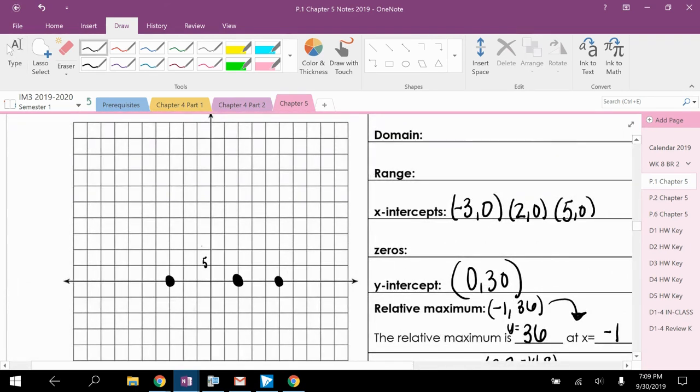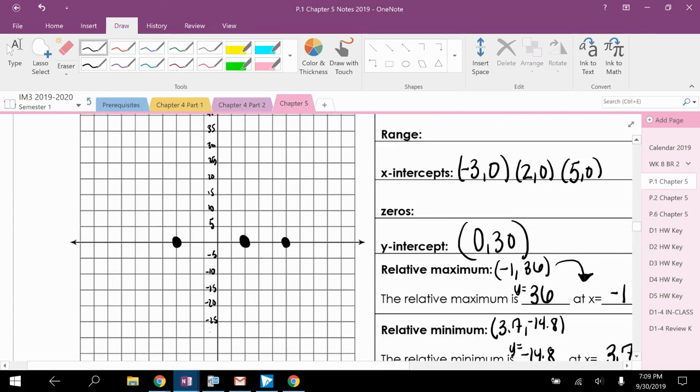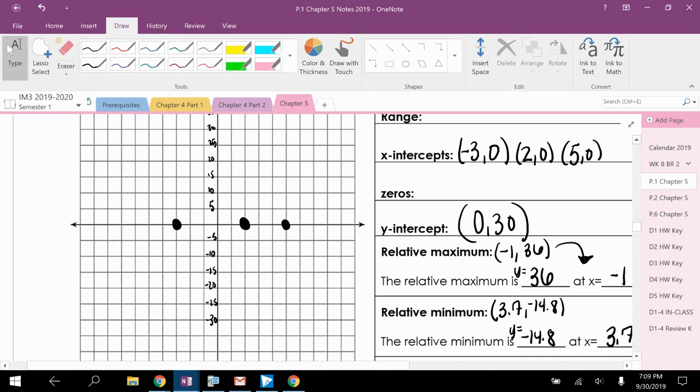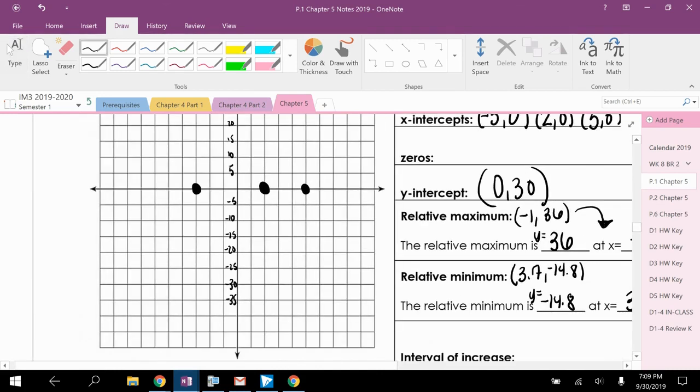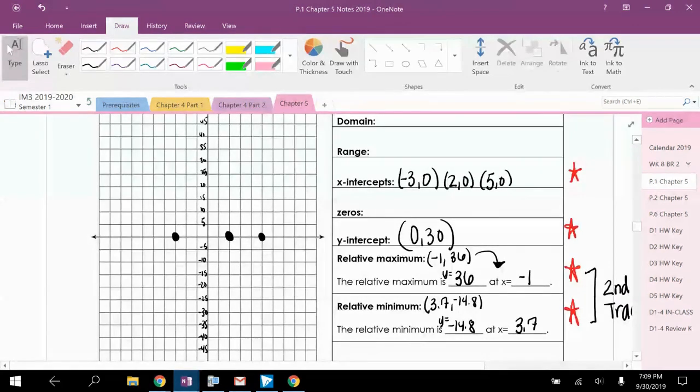So 5, 10, 15, 20, 25, 30, 35, 40, 45, and then 50, and then go the reverse, -5, -10, -15, -20, -25, -30, -35, -40, -45, and then -50. Okay, so that will help us graph this accurately with that high y-intercept.